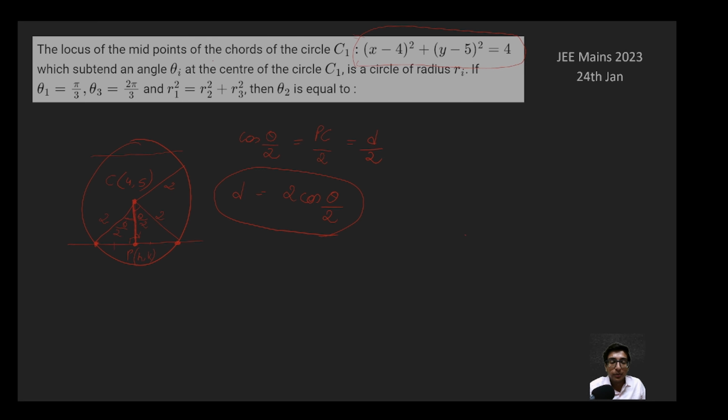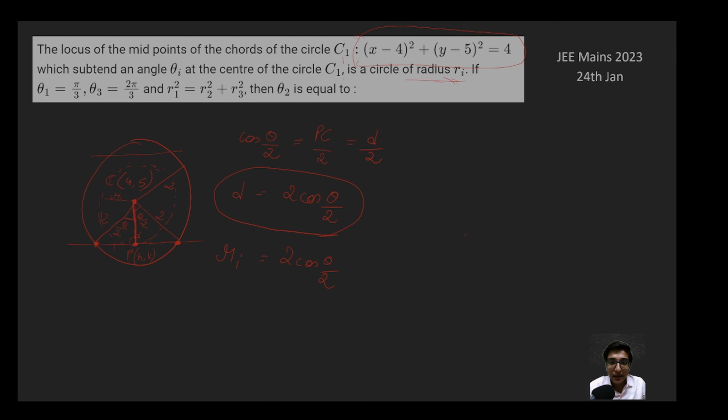That the locus of midpoints of the chords of the circle, which subtend an angle at the center of the circle, the locus of point P is also a circle with radius Ri. So they've told us that this also would automatically turn into a circle, and this circle would have the radius Ri. So basically D is nothing but our Ri, which is 2 cos theta by 2. I hope you all are understanding this point.